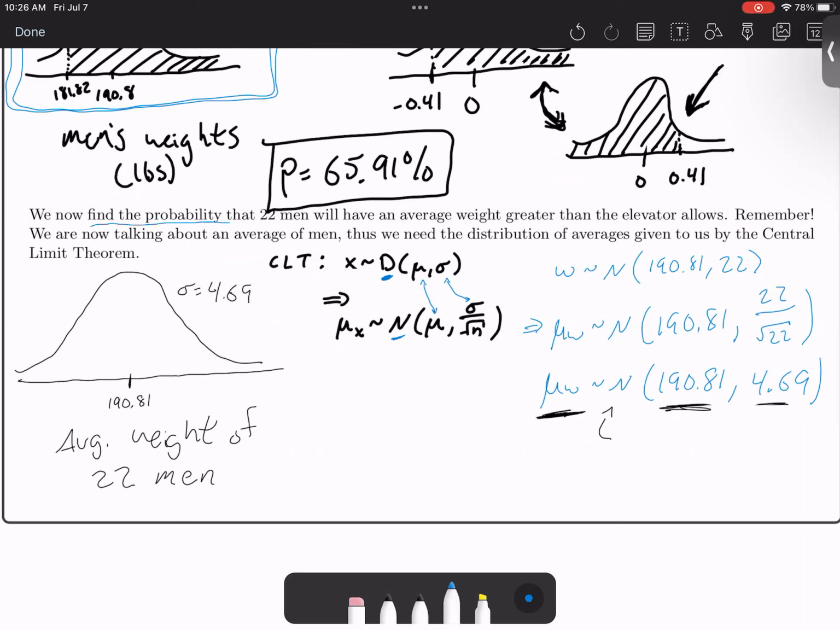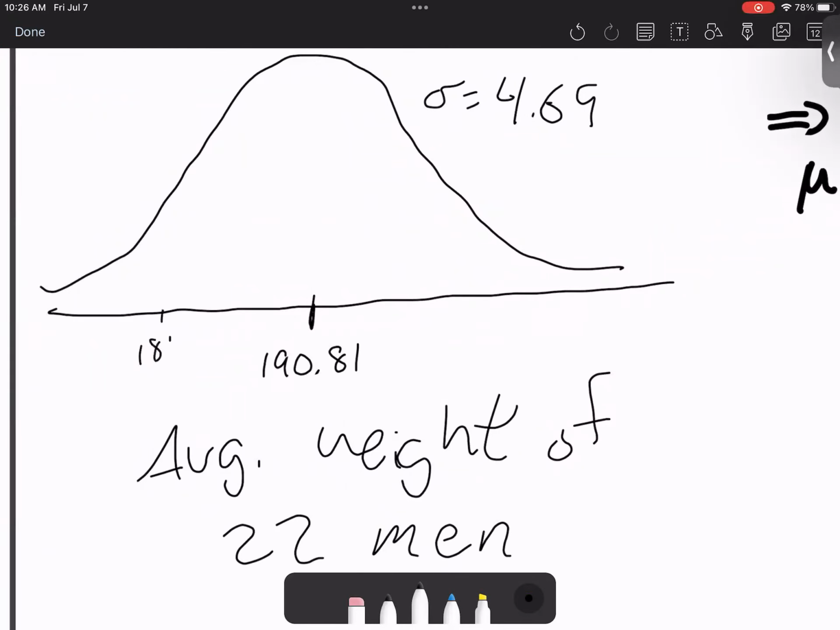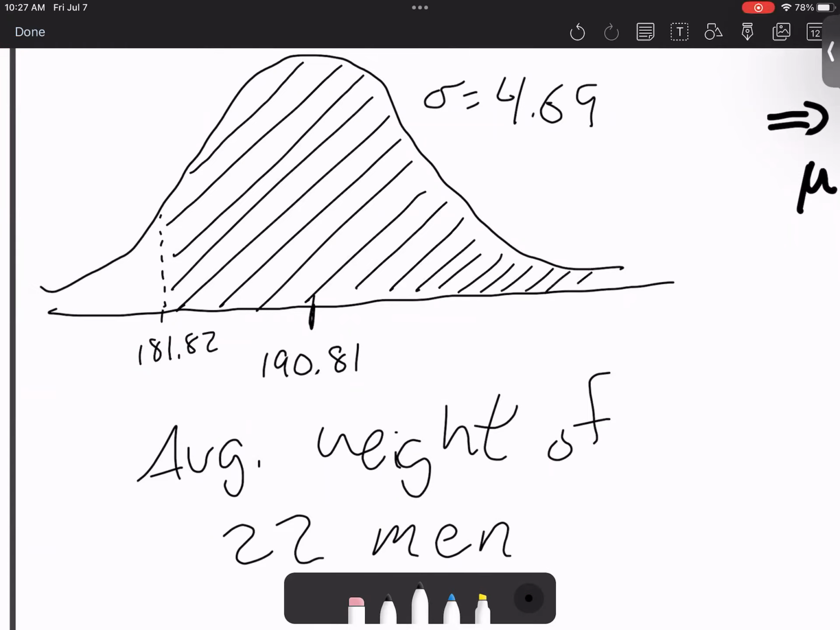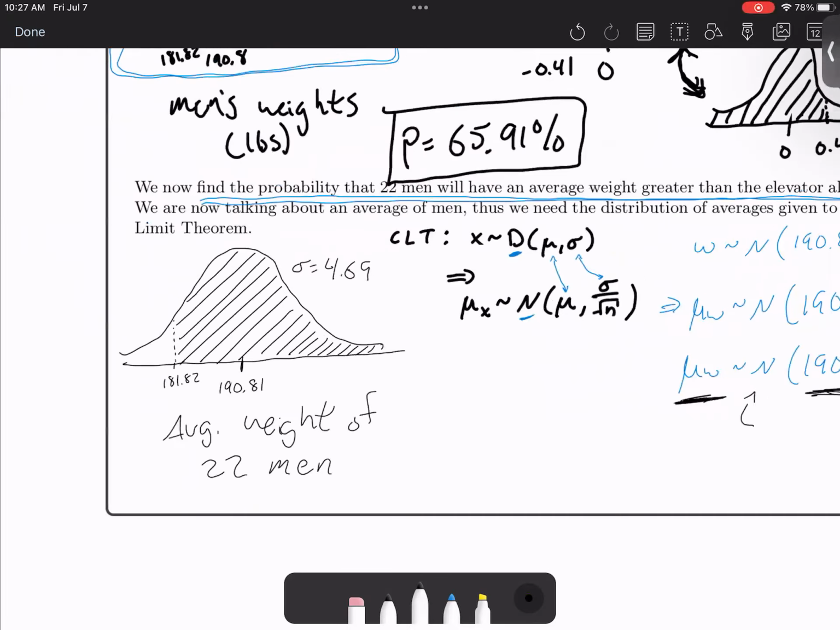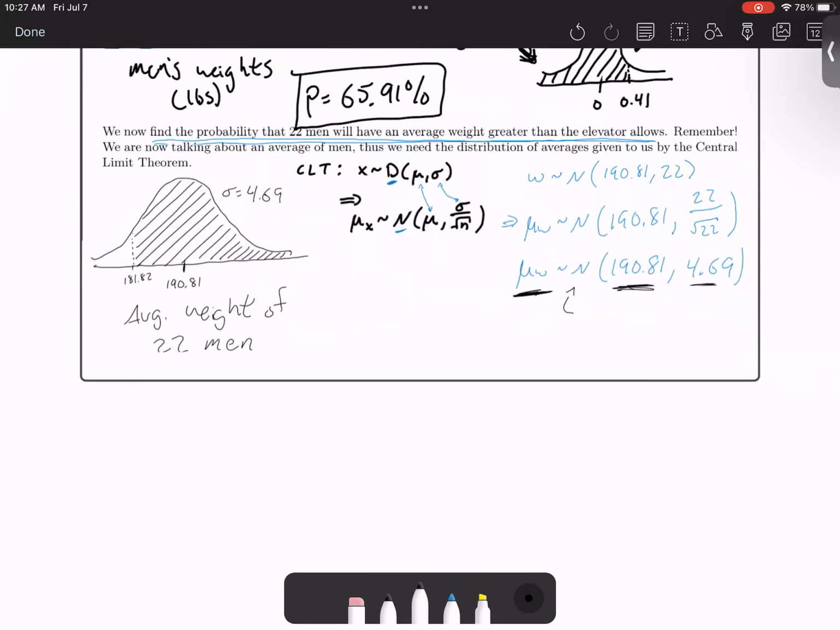I want to find the probability that 22 men will have an average weight greater than the elevator allows. So we found in the previous problem that the elevator would allow an average weight of 181.82. So what's the probability that 22 men have an average greater than 181.82? It's the area underneath the distribution on the right side of 181.82. So again, we solve this in the exact same way. We need to turn it into a standard normal distribution and look at z-scores.